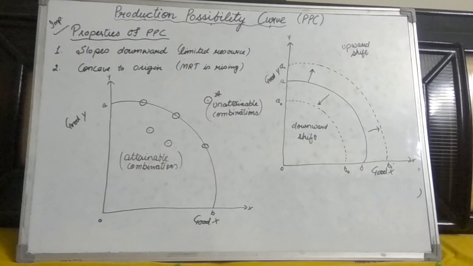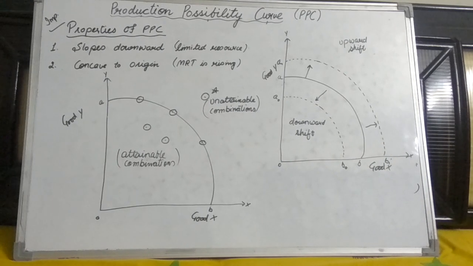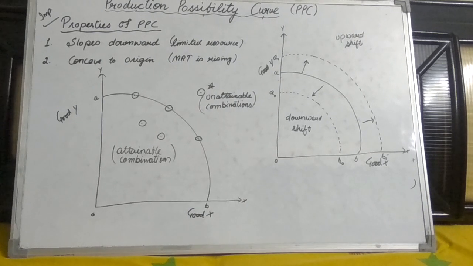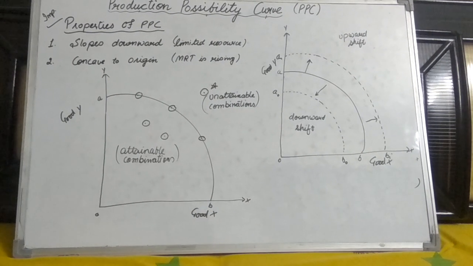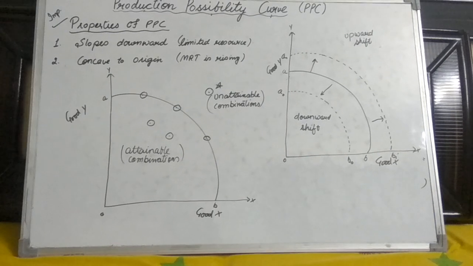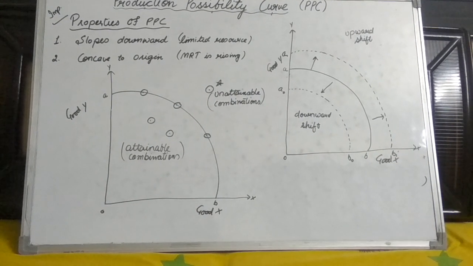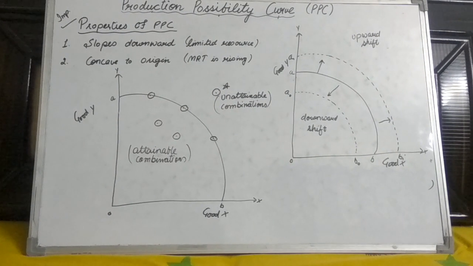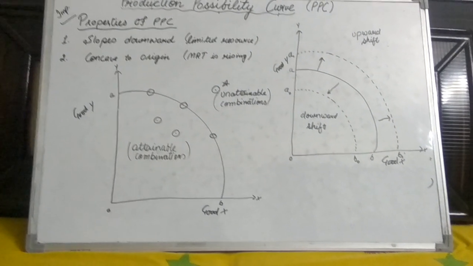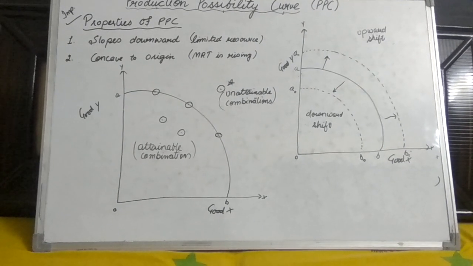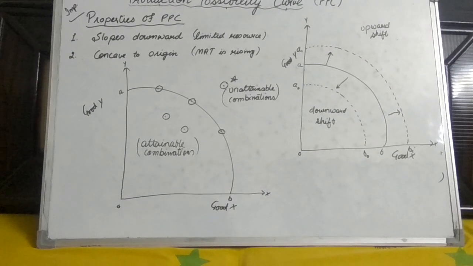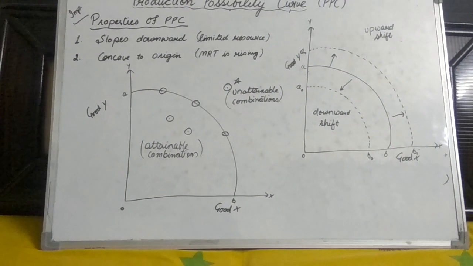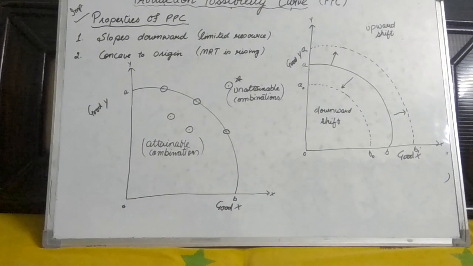So the two important properties of these are that PPC slopes downward. It is due to the limited resources that the producer has in his hands, and in order to increase the production of one good, he has to reduce the production of the other good. That is why we are having two variables in the table. One variable was increasing its value and the second variable was decreasing its value. It indicates the limited resource with the producer. That is why the slope of PPC is downward sloping.